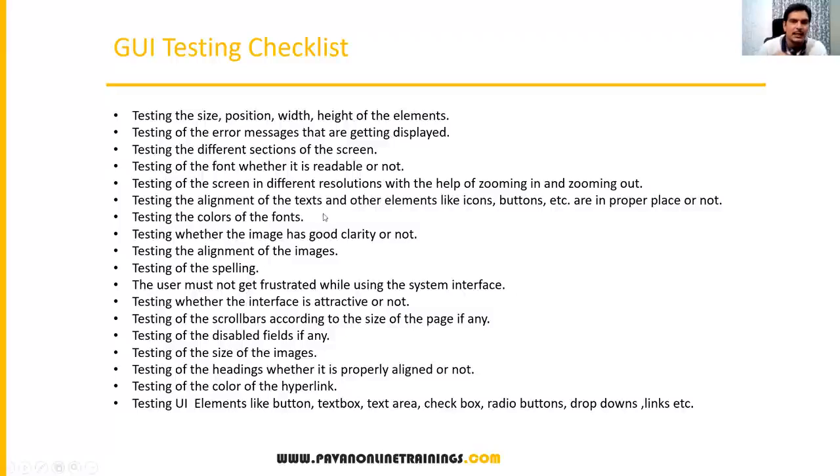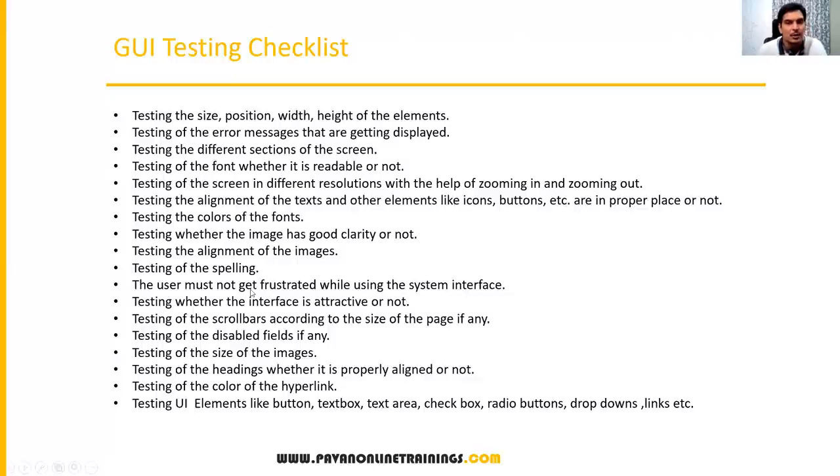And testing the alignment of images, even the image alignment we have to verify, exactly where the images are placed, that also we need to verify according to the requirement and design. Testing of spelling: we have to verify spelling mistakes. There will be some text, and we should focus that all the text is properly written without spelling mistakes. That also we have to verify as part of UI testing.